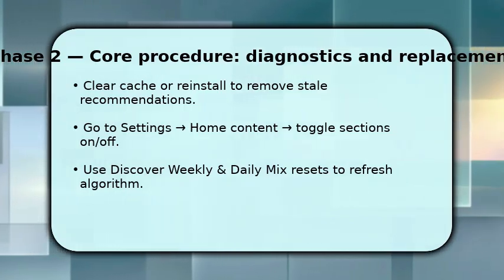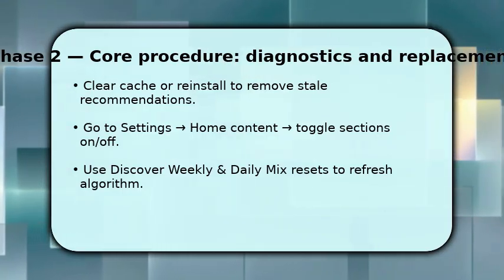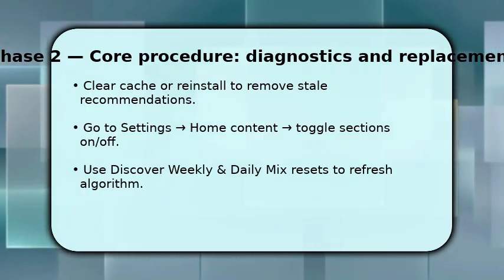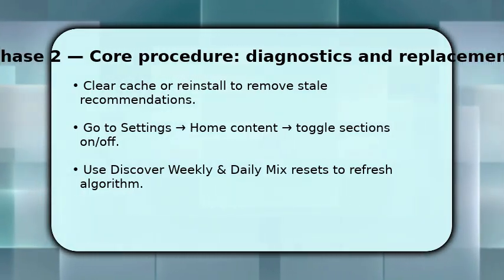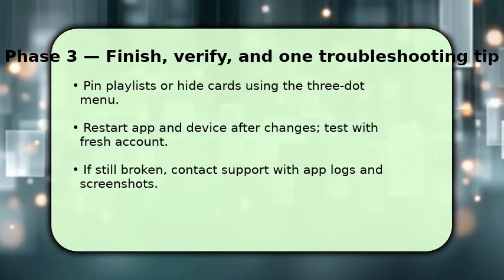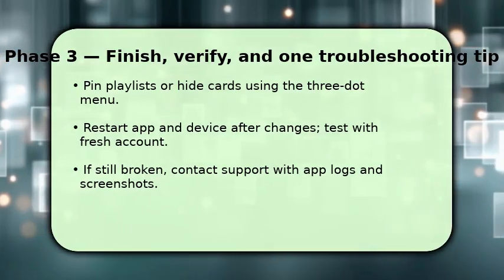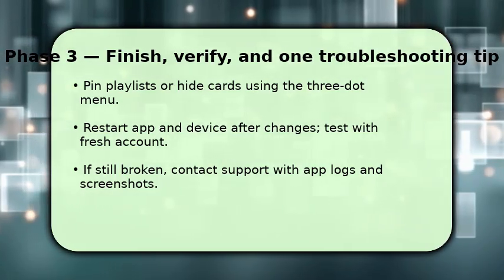Then reset algorithm-driven mixes by removing them from your library or skipping tracks to retrain taste signals. These steps change both what Shopify shows and why it shows it, so you actively influence the recommendations. Finally, customize by pinning favorite playlists and hiding unwanted cards via each item's three-dot menu, which creates a cleaner home screen tailored to you. Once done, restart the app and the device to ensure changes apply.